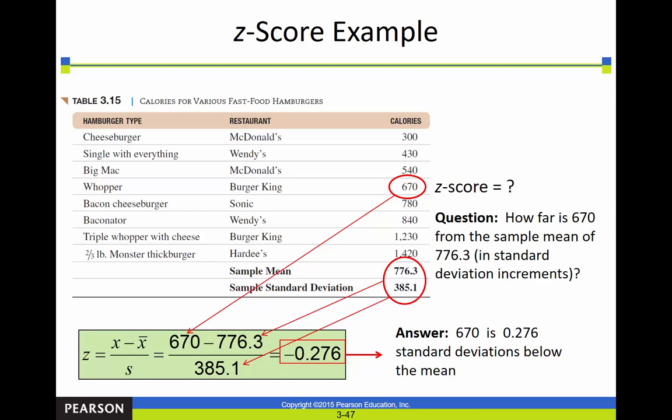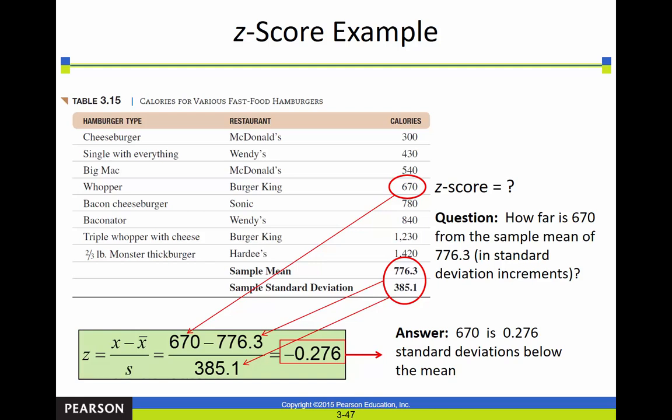So here's an example. In this case, it looks like we're going to figure out where a Burger King Whopper sits, as far as is it way more or way less than others. We could ask ourselves, how far is 670 calories, the number of calories in a Whopper, away from the sample mean? We could calculate the sample mean pretty easily, right, just by adding those all up and dividing by the number of items there. And the sample mean is 776.3.